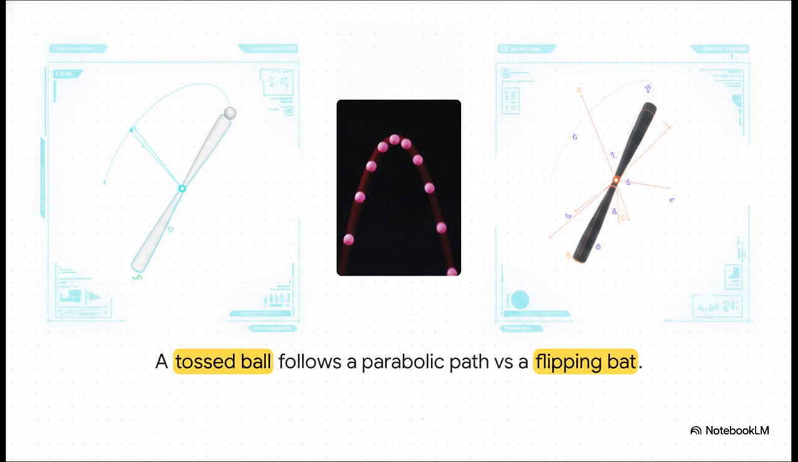It seems practically impossible to track, but here is the ultimate physical cheat code for understanding complex motion. If you map it out, there is one specific point on that spinning bat that follows the exact same smooth parabola as a simple tossed ball.